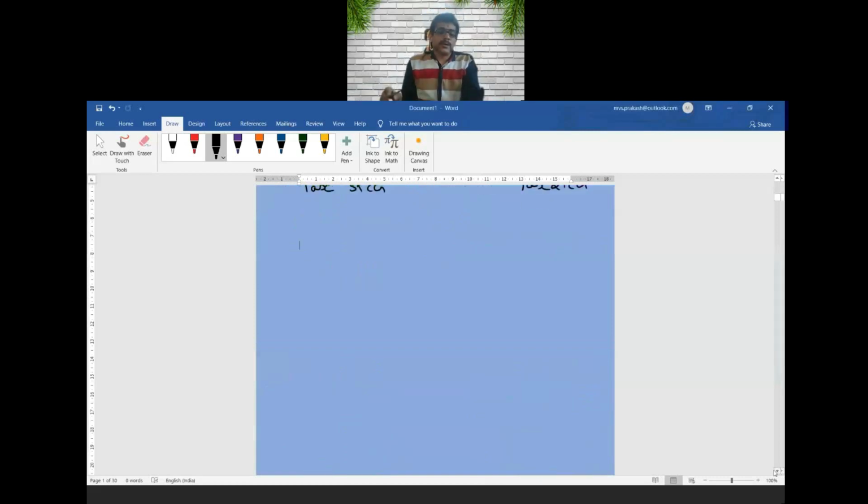Now let us discuss quickly section 55. Section 55, what is this? Section 55 speaks about cost of acquisition. Now let us see what is cost of acquisition.